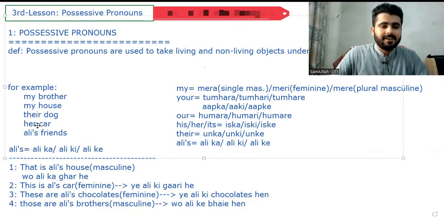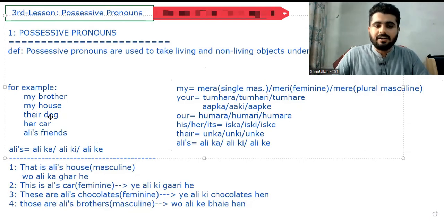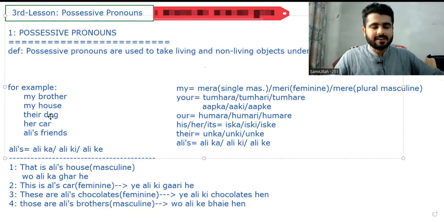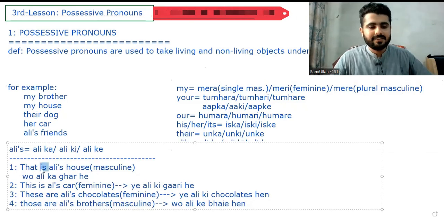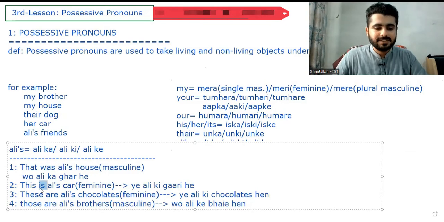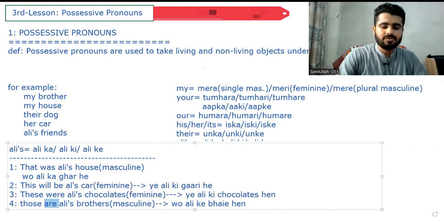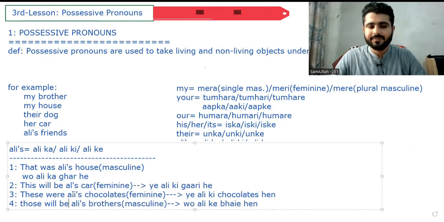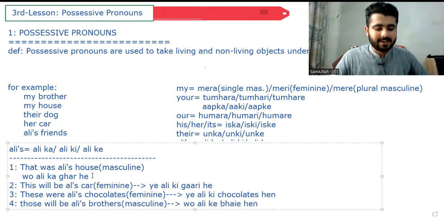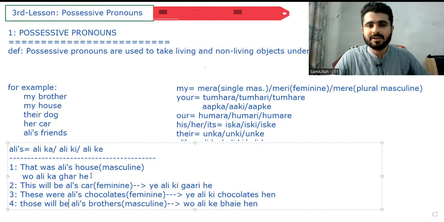Yes. Whatever sentences we design, these all are in present. That is Ali's house means right now I am giving the position of that house to Ali in present. I can also say that was Ali's house. This will be Ali's car, future. These were Ali's chocolates, past. Those will be Ali's brothers, future. Whenever the sentence is the same, I repeatedly say this, you're only changing time from present to past, past to future. Only change helping verbs. Helping verbs in present are is, am, are; past was, were; future will be.